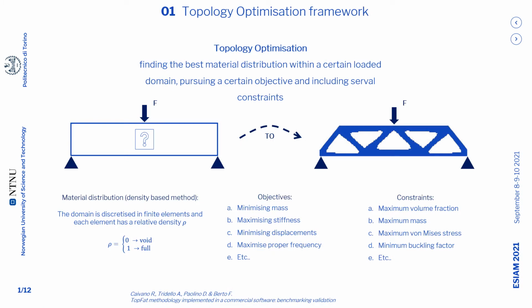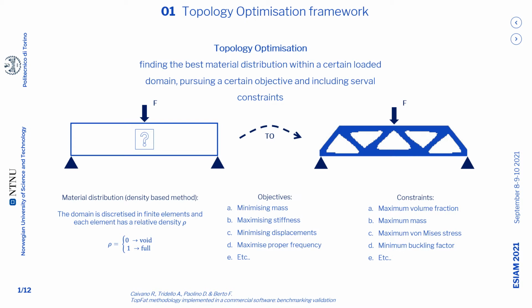Topology optimization can be defined in several ways. Here, I reported a very intuitive and practical explanation. Topology optimization is the procedure aimed at finding the best material distribution within a certain loaded domain, chasing an objective, and under prescribed constraints. As for the material distribution, one of the most employed methods is the so-called density-based method.